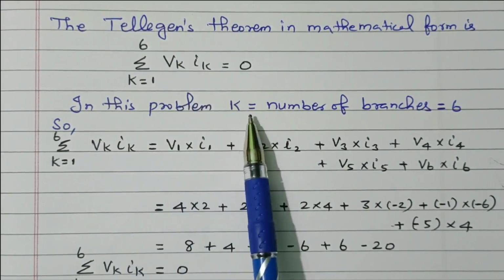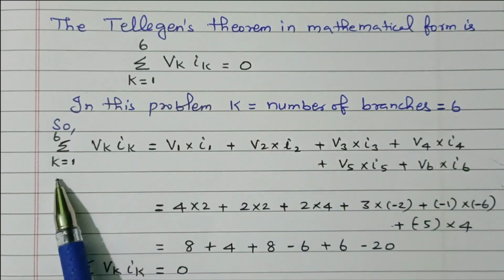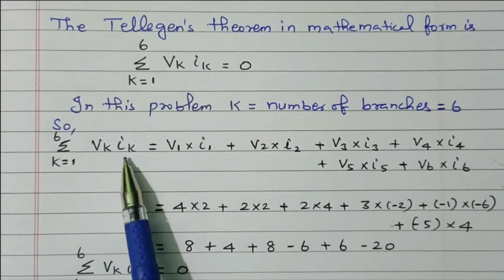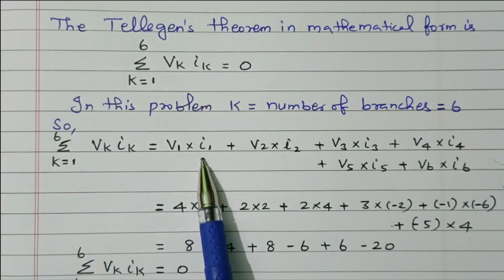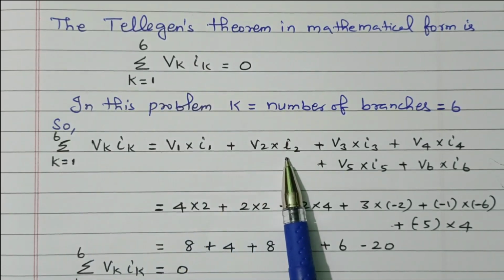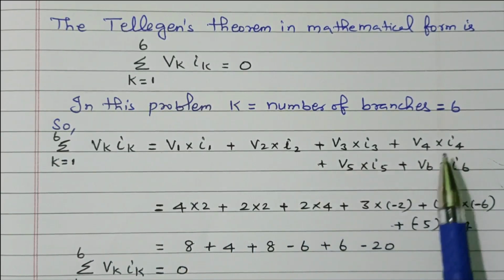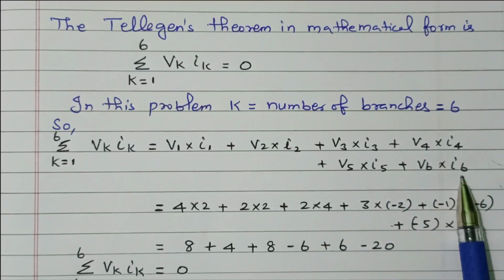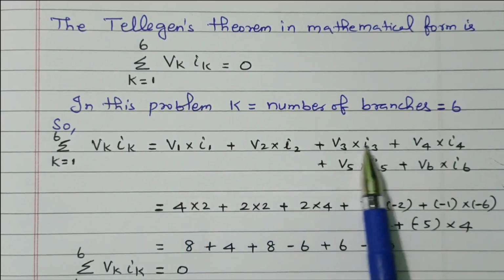So in this problem, k equal to the number of branches, that is equal to 6. So summation of k equal to 1 to 6, Vk Ik. That is, we have to apply from 1 to 6: V1 into I1 plus V2 into I2 plus V3 into I3 plus V4 into I4 plus V5 into I5 plus V6 into I6. Right? So 6 branches are available. Now we need to substitute all the values.